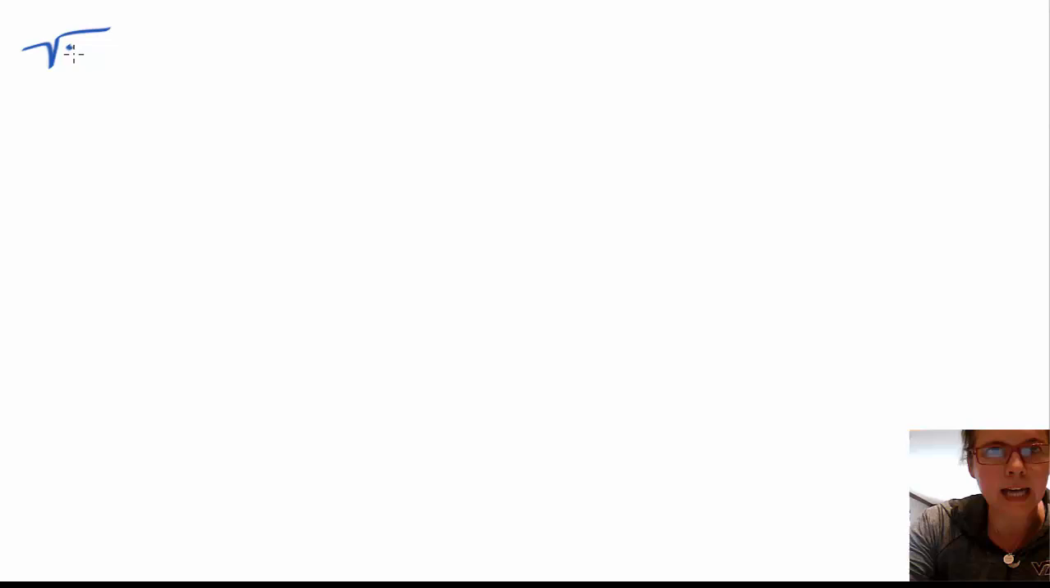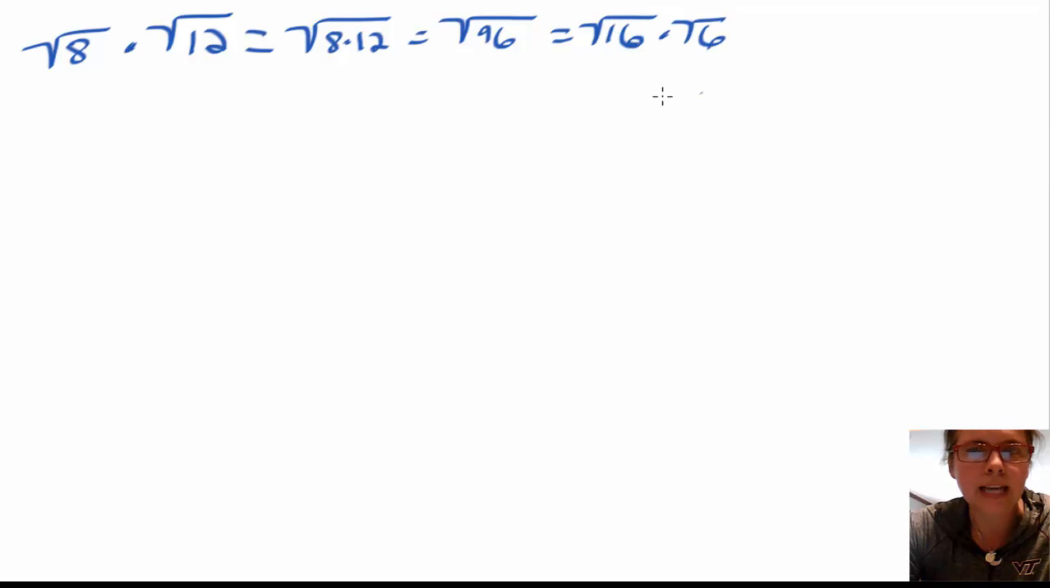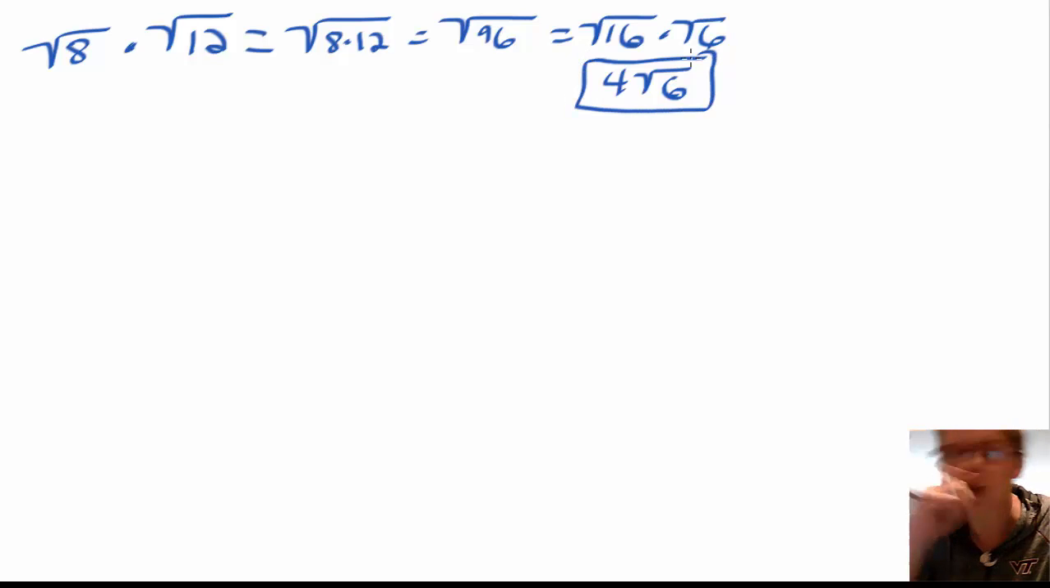Now, if you're given, let's say, negative 8 times negative 12, then you can multiply those together. So it becomes the square root of 96. Now you have to work backwards again because the 8 and the 12 were not perfect squares. And like before, you have to come up with perfect squares. So square root of 16 times the square root of 6. So this would become 4 times the square root of 6. It seems like you're having to kind of go back and forth, but that's just what you have to do, unfortunately.